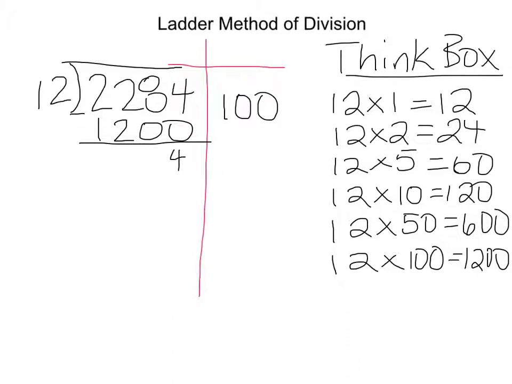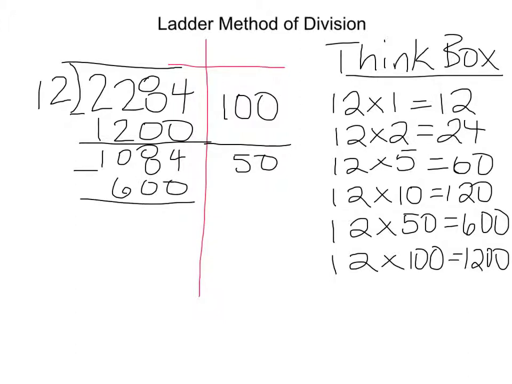And I'm left with 1,084. Now I look down the side to my think box again. I can't take away another 1,200, but I could subtract 600 this time, which means that I would be putting 50. So I'm going to take away 600. Now I'm left with 484.